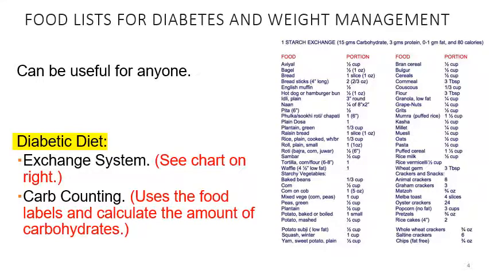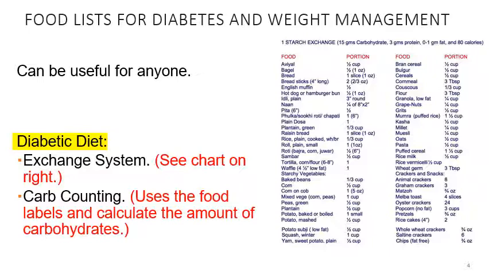Food list for diabetes and weight management. As far as the diabetic diet, it's useful for anyone. Anyone can have it. It's a very healthy diet. Let's just say you have someone in the household that has diabetes. You don't have to cook a separate meal for them. You can actually have the same meal, the same diabetic meal, and it will be fine. Anyone who's non-diabetic can have the diabetic diet.